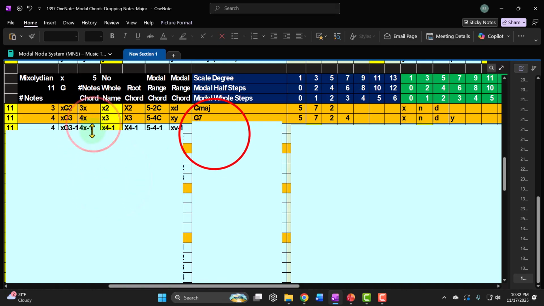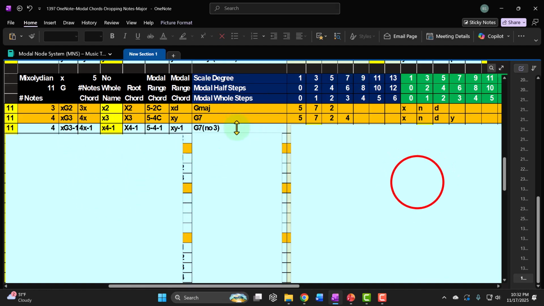If I start there and say, now I'm going to drop the 3rd. So if I drop the 3rd, it would be now not a G major 7, but a G7, no 3rd. And so I'd rather call it a 4x for Mixolydian -1, or an x4 -1, meaning we go 4 modal whole steps up, which would be 3 modal whole. This should be an x3, a 4x. This should be an x3. 3 modal whole steps up, 6 modal half steps, 7th scale degree. And then we drop the one that's 1 modal half step up.